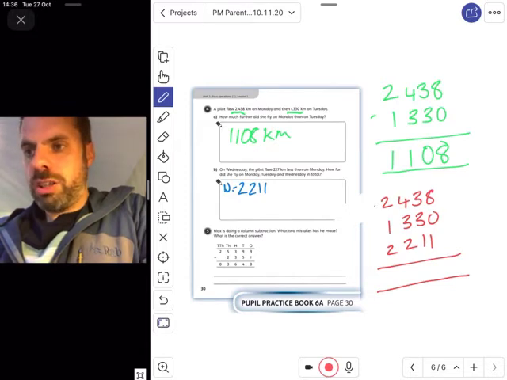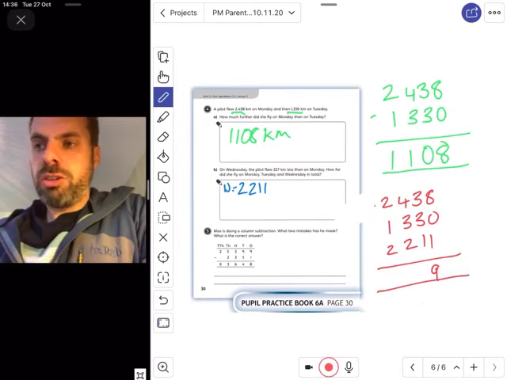Now I just need to go down in the columns. 8 plus 0 plus 1 equals 9. 3 plus 3 plus 1, I know is 30 and 30 and 10. So 6, 7. 4 plus 3 is 7 plus 2 is 9. And 2 and 2 is 4 plus the 1 is 5.